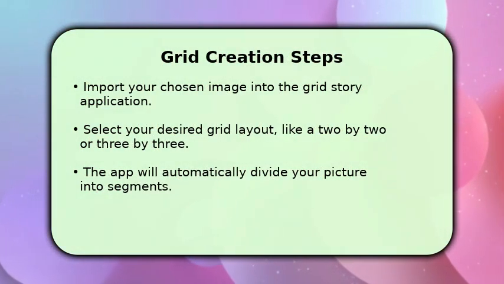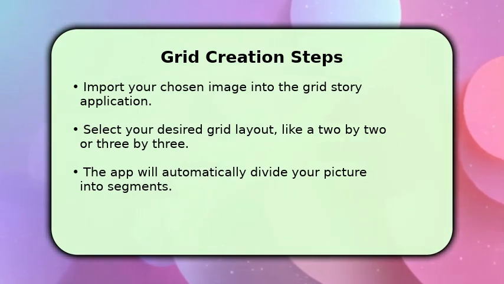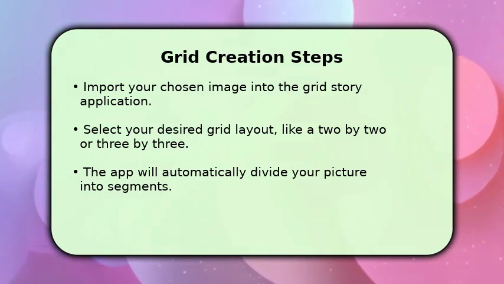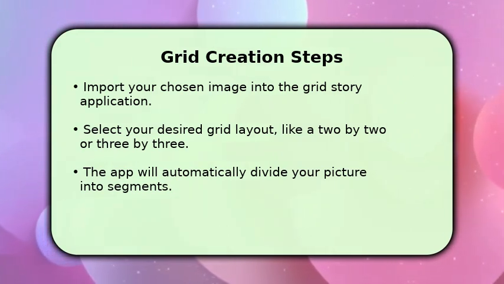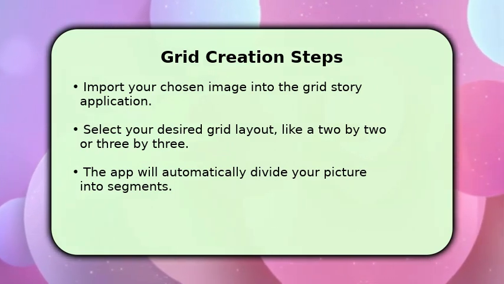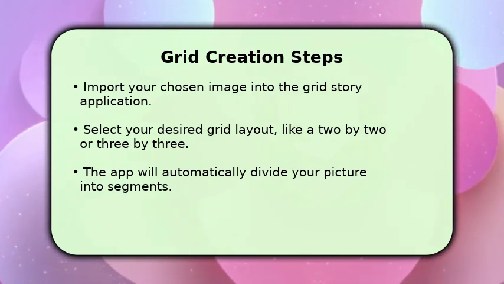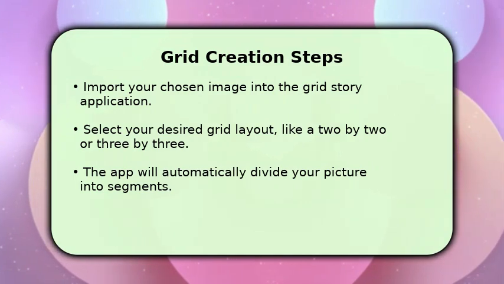Now, within your chosen app, import the image you want to transform. Next, you'll select your preferred grid layout. Common options include a 2x2, 3x3, or even a 1x3 vertical split, depending on the app. The application will then automatically and precisely divide your single picture into the correct number of individual segments, preparing them for your Instagram story. Finally, it's time to post your amazing grid story.